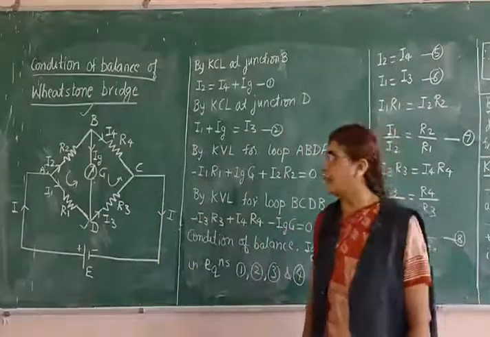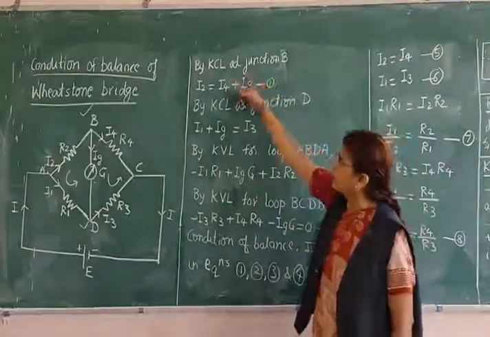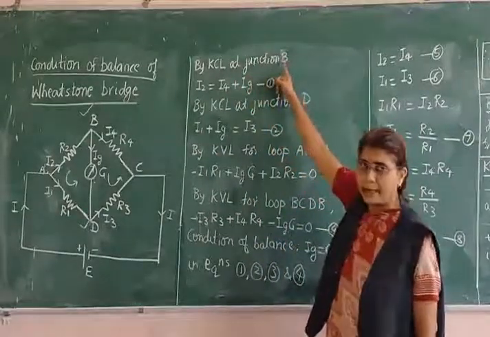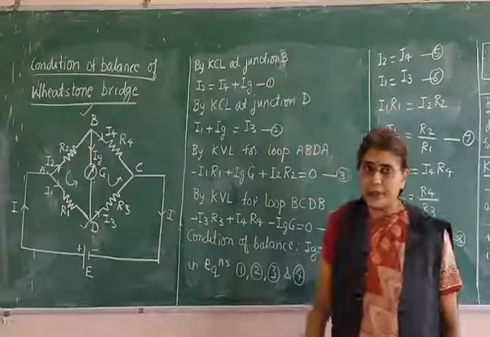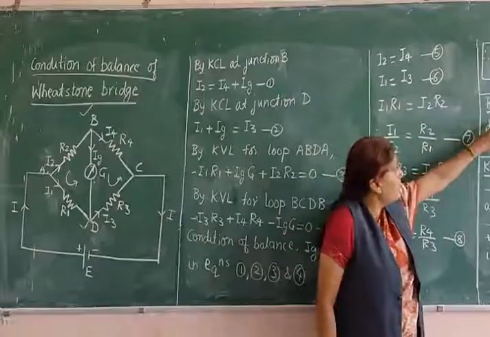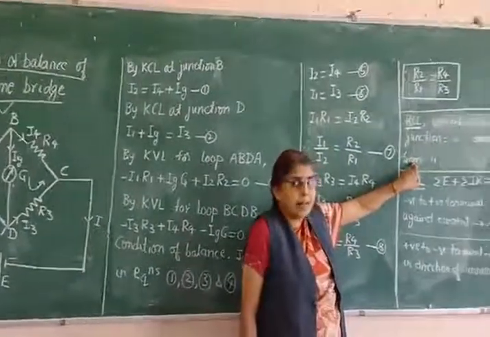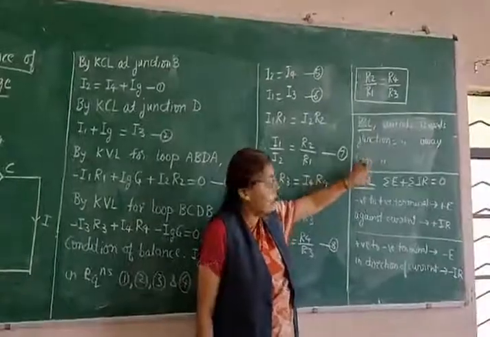Now let us start with the junction law. We shall apply the junction law, KCL, at the junction B. What is the junction law? The junction law is nothing but that the sum of currents towards the junction is equal to the sum of currents away from the junction. This is your junction law.